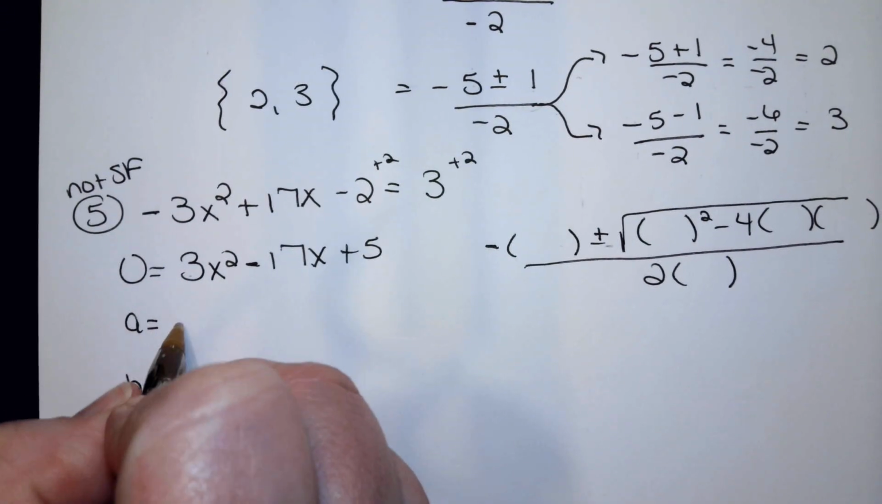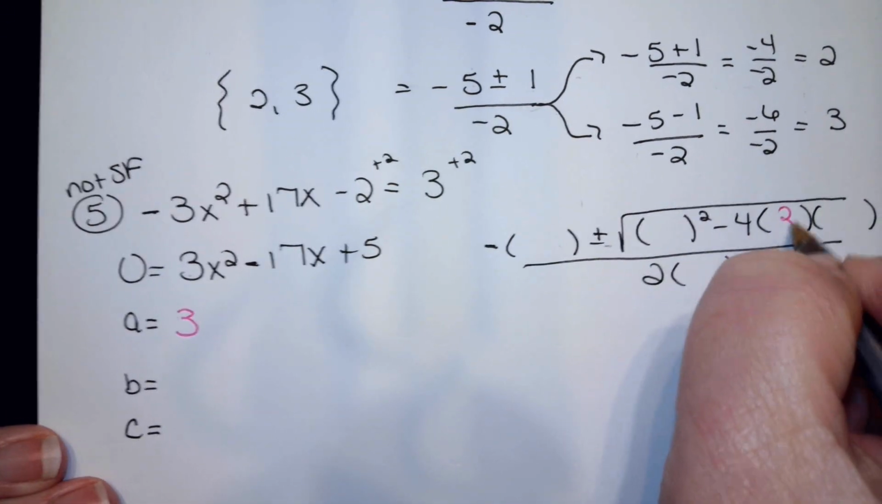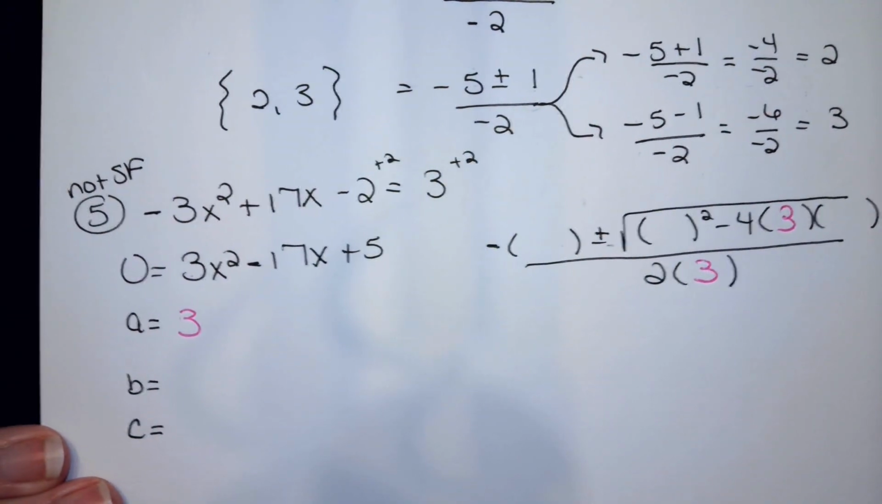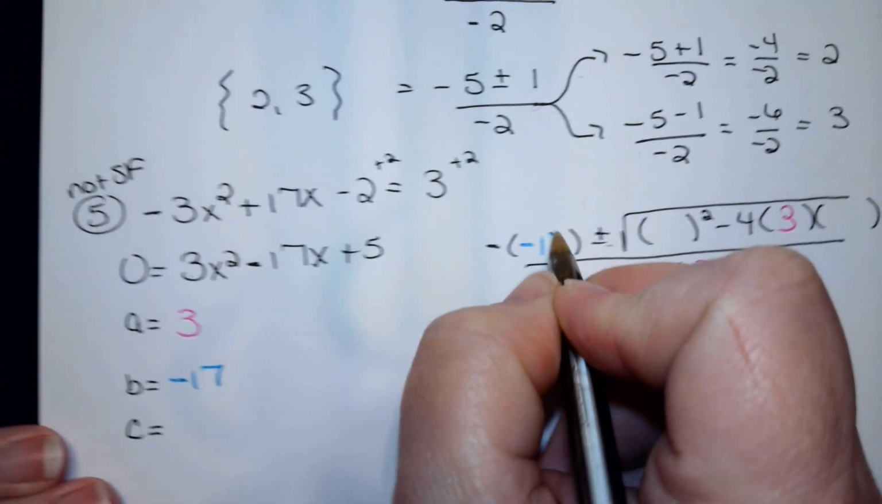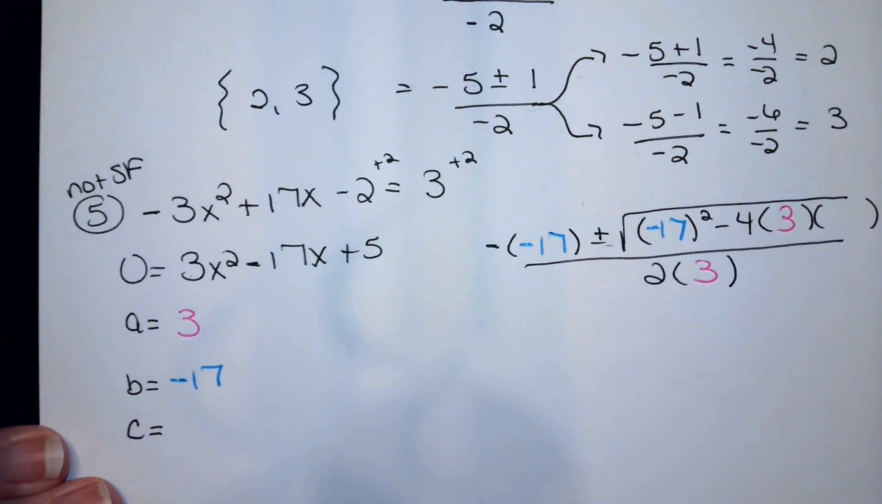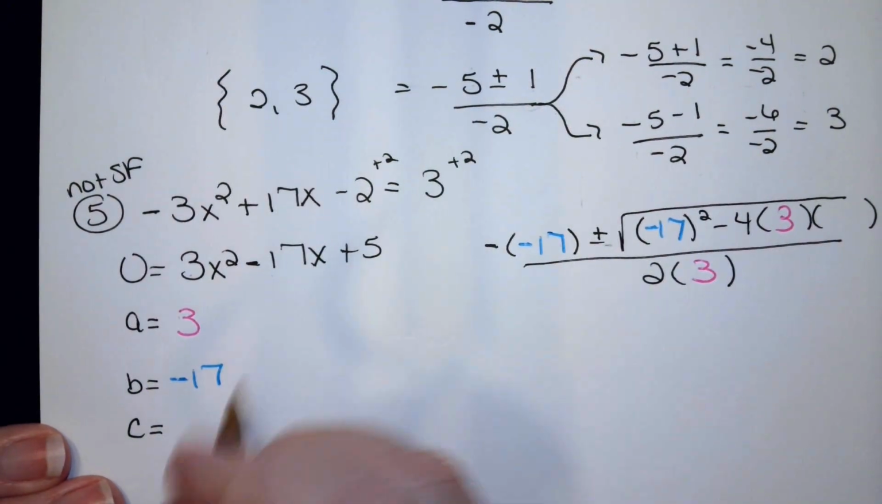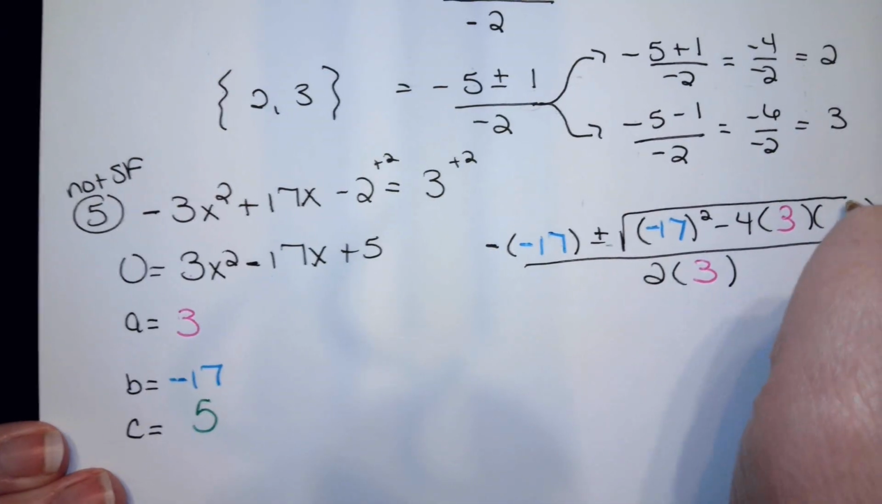All right, my A value is 3. So anywhere I have an A, I'm going to put a 3. My B value is negative 17. So anywhere I have a B, I'm going to put negative 17. And my C value is 5. So anywhere I have a C, I'm going to put a 5.